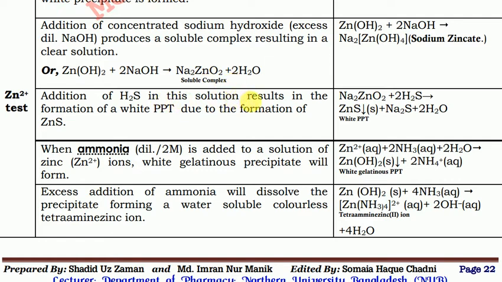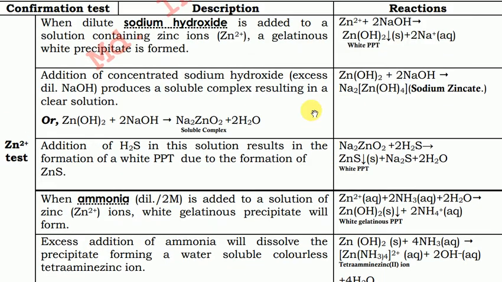If we apply hydrogen sulfide gas, then it will cause reappearance of the white PPT due to the formation of zinc sulfide. That means this will form a zinc sulfide complex which is white in color, and this will be indicative of the presence of zinc ion. Okay, let me clarify these things again.